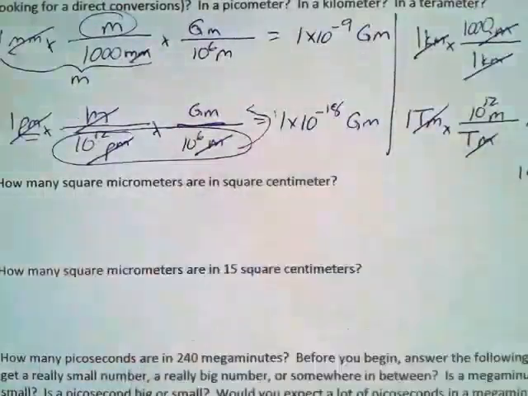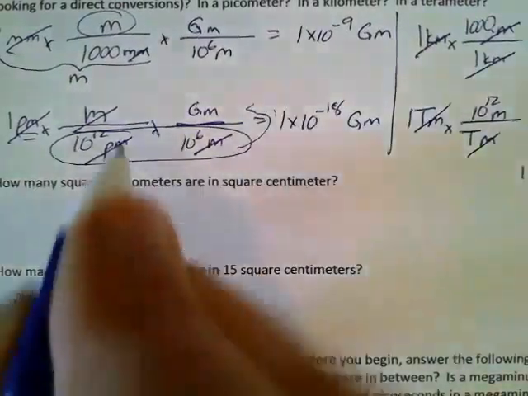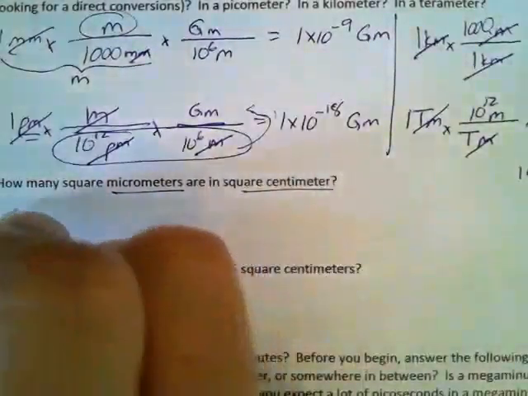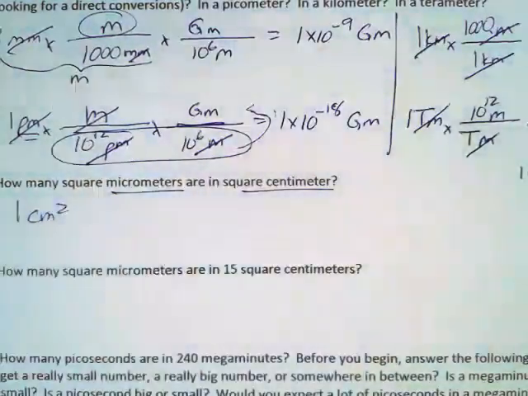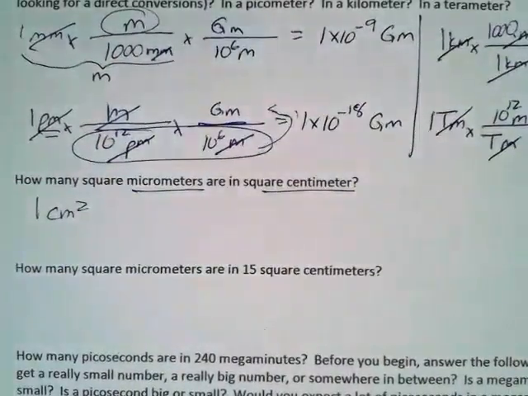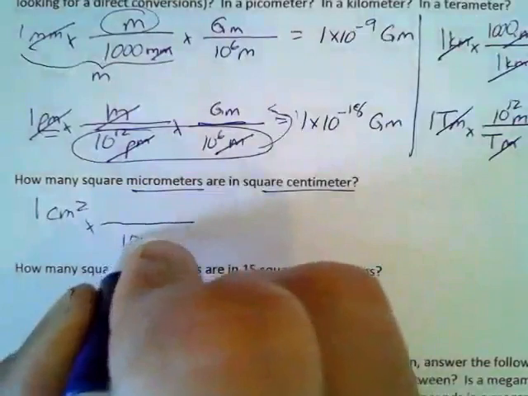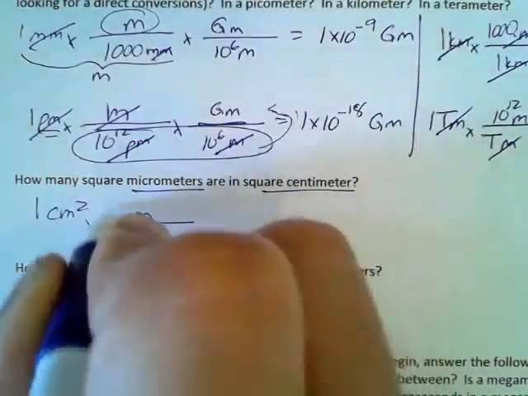Square centimeters into, how many square micrometers are in a square centimeter? So here is 1 square centimeter. We start with the thing that has 1 unit. And now we're going to layer on some conversions. There are 100 centimeters in a meter.